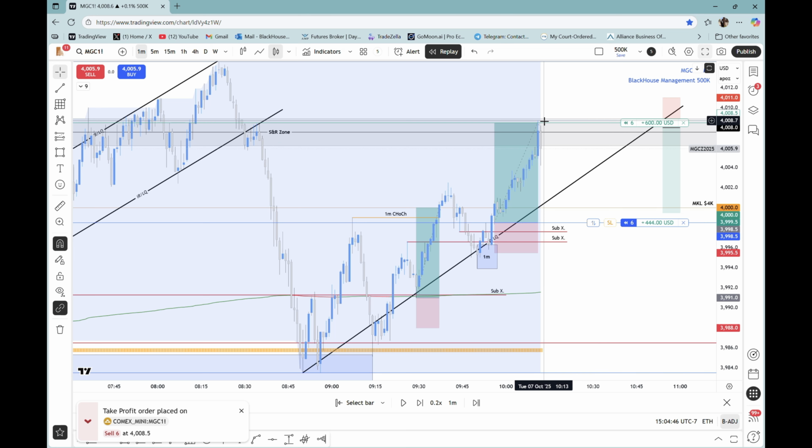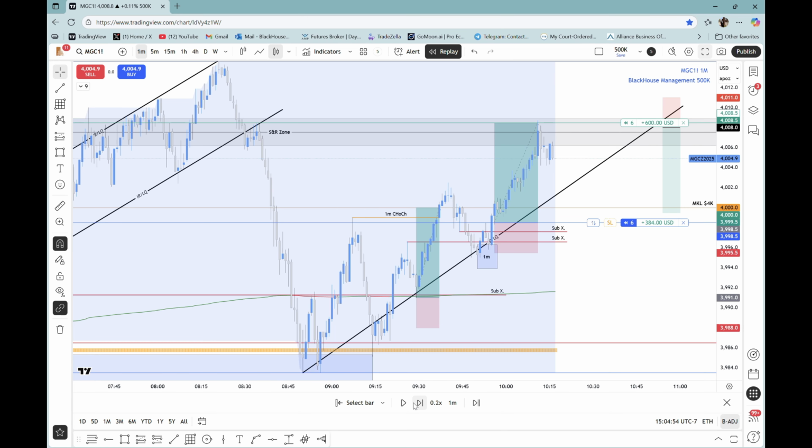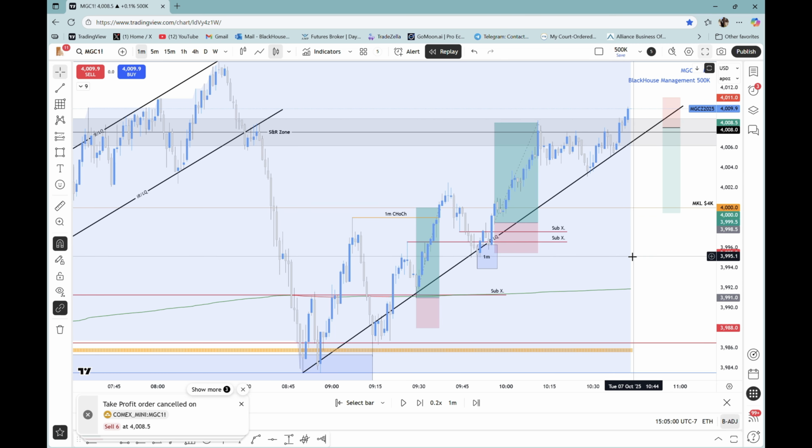See the wick? Price hit that already. Now, price came again into this 1 minute sub X level.